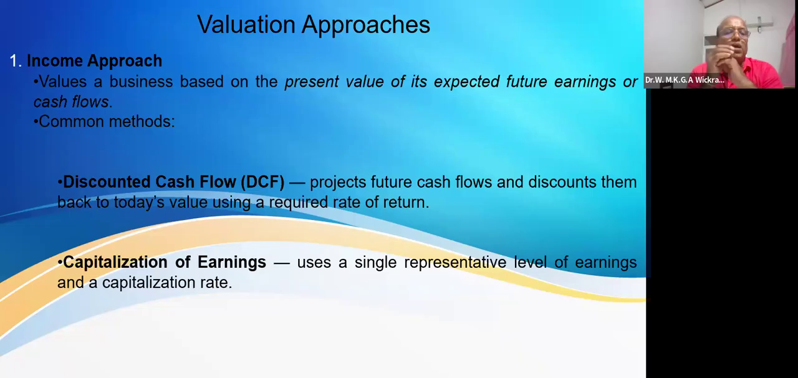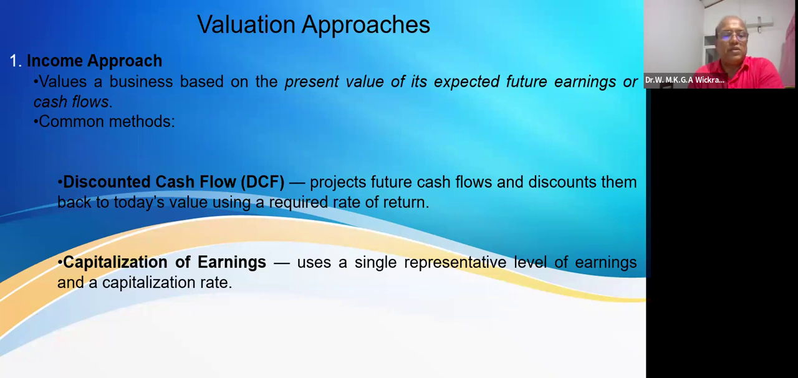There are two methods under the income approach. The first one is discounted cash flow. You get the future cash flows, use the discounting factor and get the value. Very simple. We'll see when we do sums.